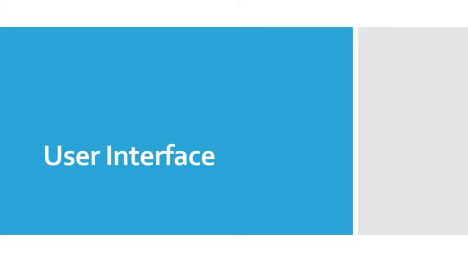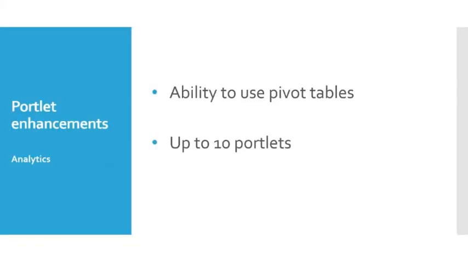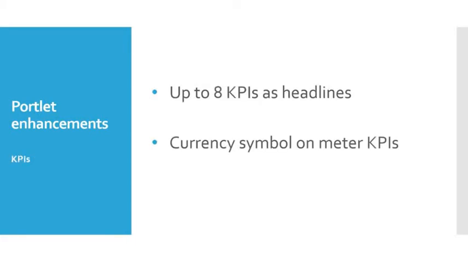Release 2019.2 includes a couple user interface enhancements, primarily involving portlets. Analytics portlets can now use pivot tables rather than just charts. Also, instead of 5 portlets previously allowed, you can now use up to 10 portlets. The amount of KPIs you can use as headlines has increased from 4 to 8. Also, as a very minor enhancement, the currency symbol has been added on meter KPIs.